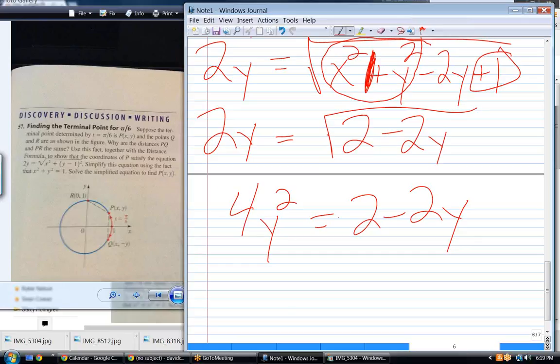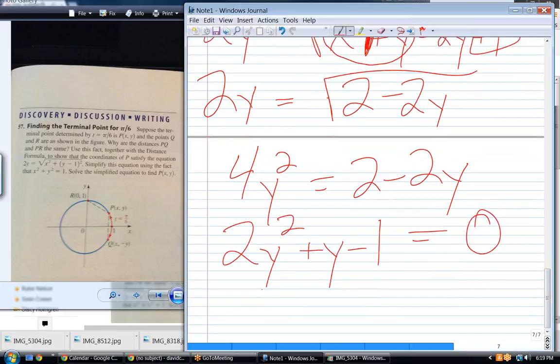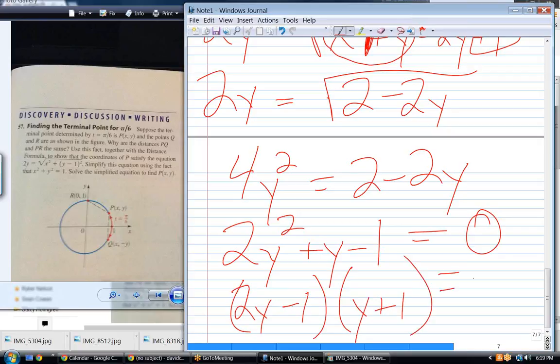I'm going to divide both sides by 2 here and move everything over. So I have 2y squared plus y minus 1 equals 0. I solve this for y. I got (2y minus 1)(y plus 1). So y equals 1/2 or y equals -1. Well, we can see that it's positive, so we know 1/2 is the y answer.